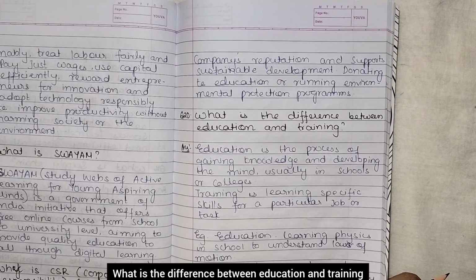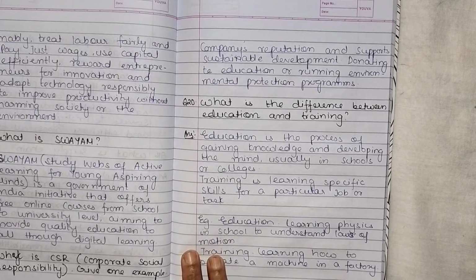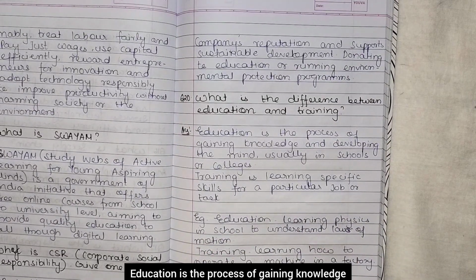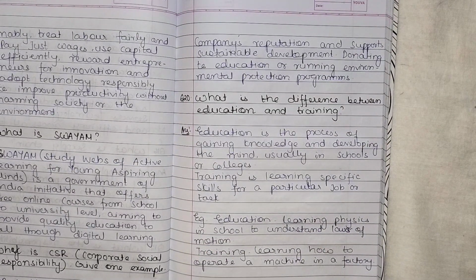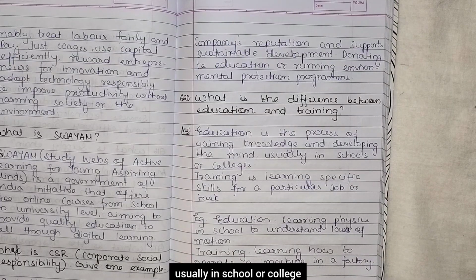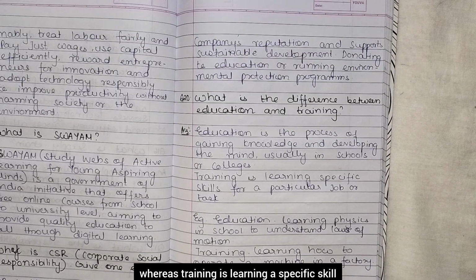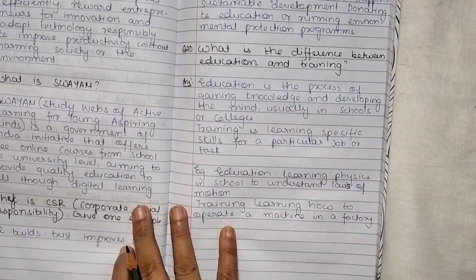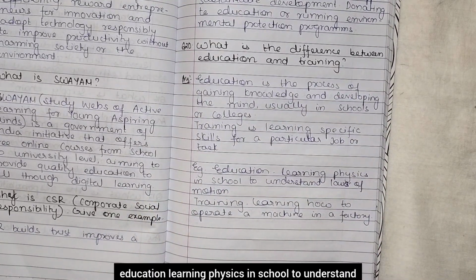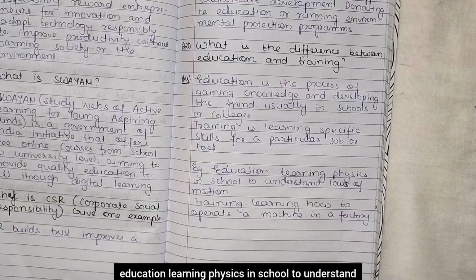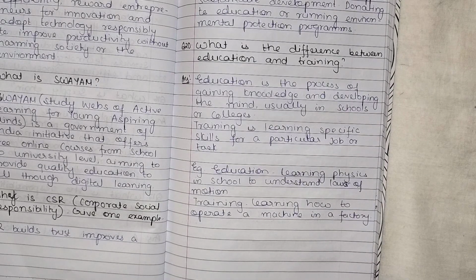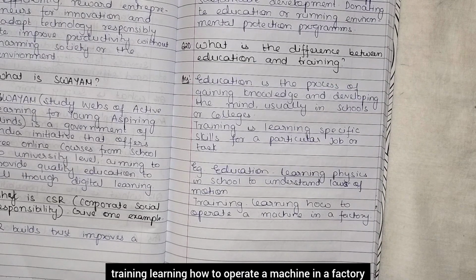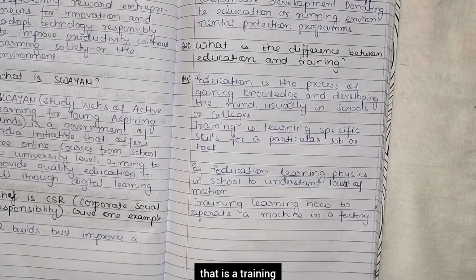What is the difference between education and training? Education is the process of gaining knowledge and developing the mind, usually in school or college, whereas training is learning a specific skill for a particular job or task. For example, education is learning physics in school to understand laws of motion. Training is learning how to operate a machine in a factory, that is training.